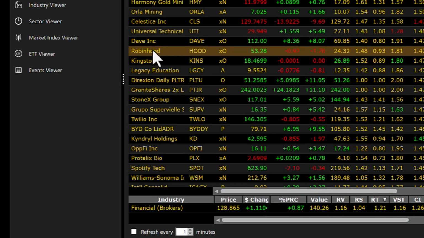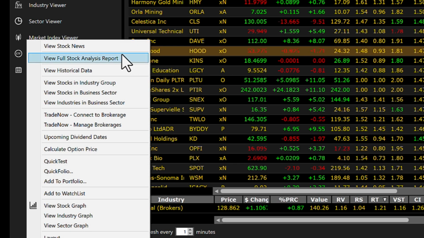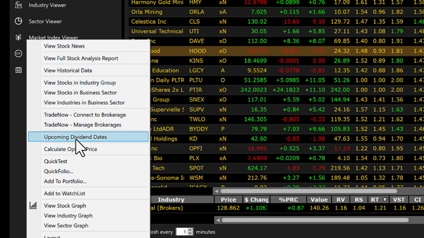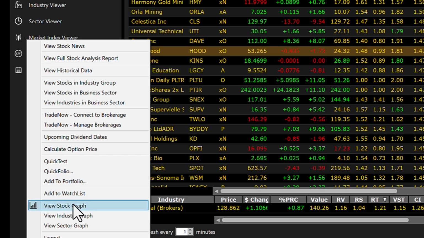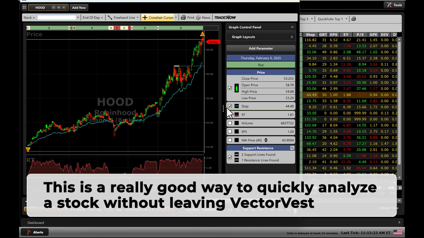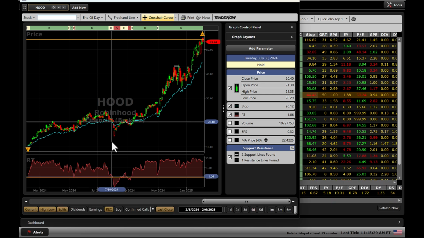The other thing I want to show you is if you right click, you get a lot of different options here. You can look at stock news, that just takes you to Yahoo. But you can also do a stock graph here. And this is a really good way to quickly analyze a stock without leaving VectorVest. The technical analysis here is not going to rival anything like what you'd get with TradingView, but it does have basic indicators like I showed you earlier.